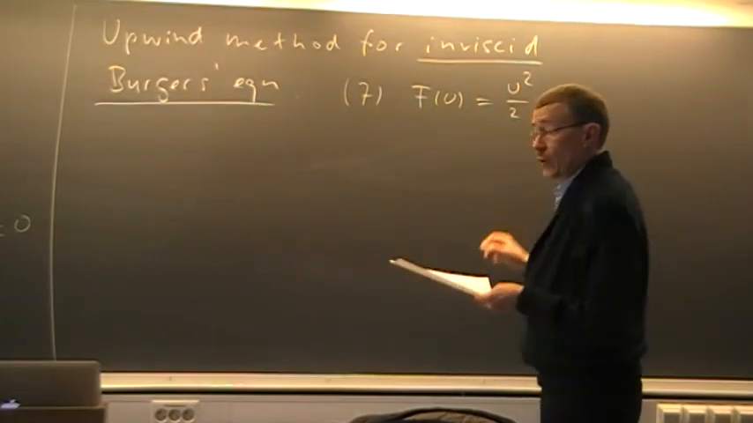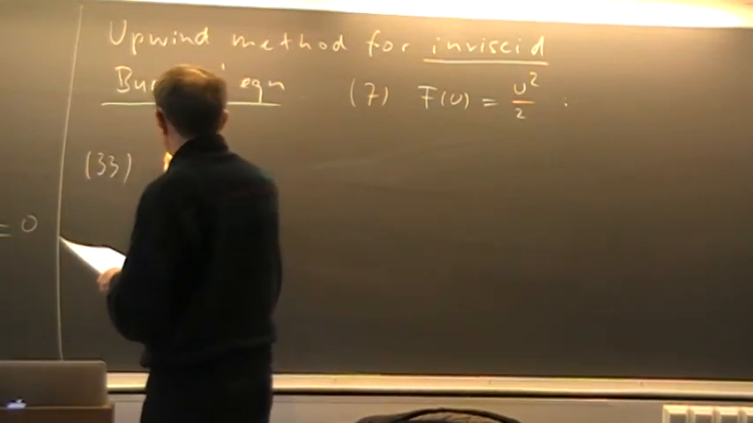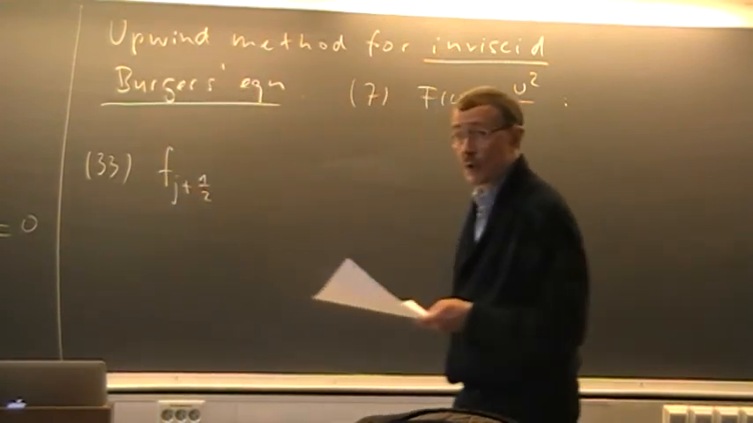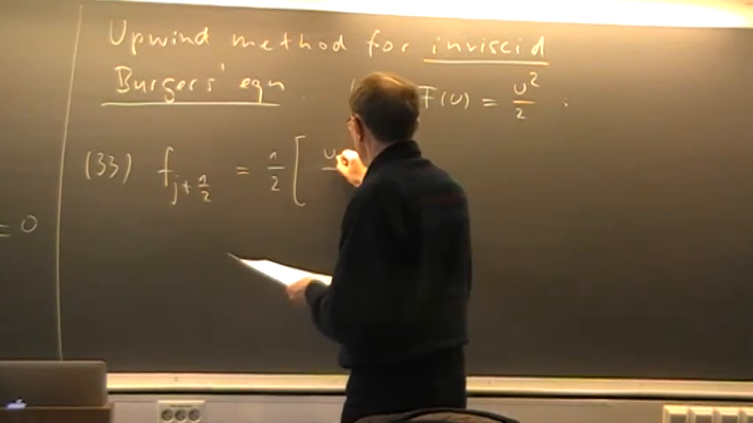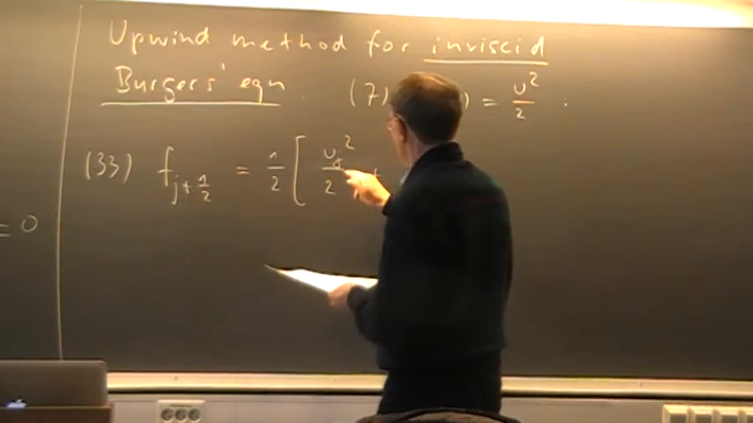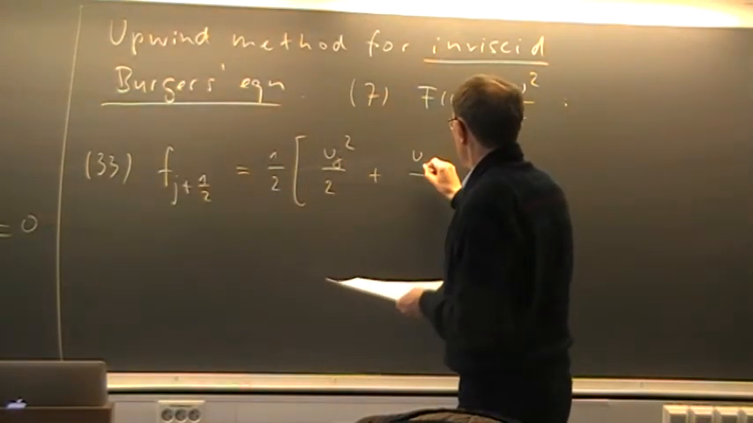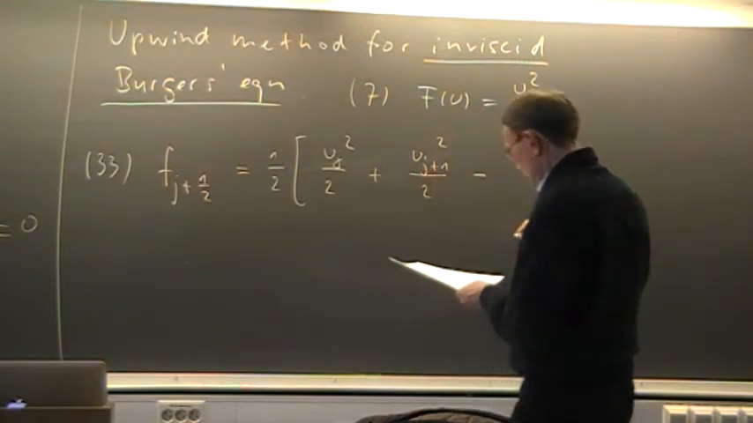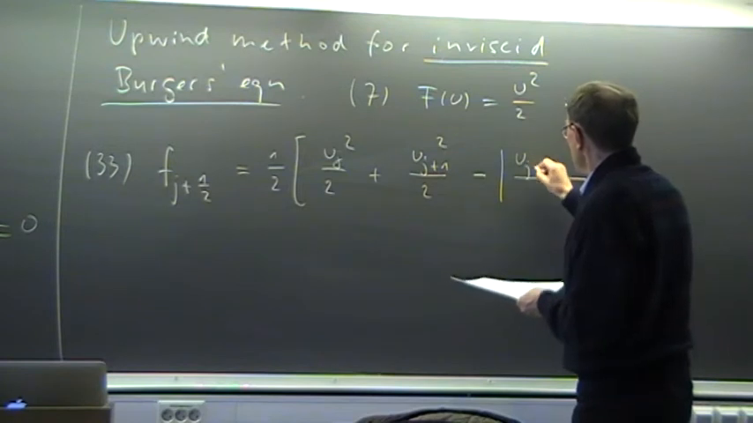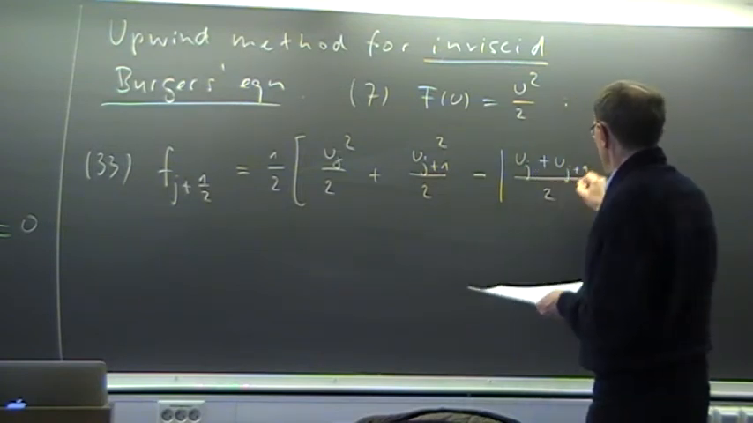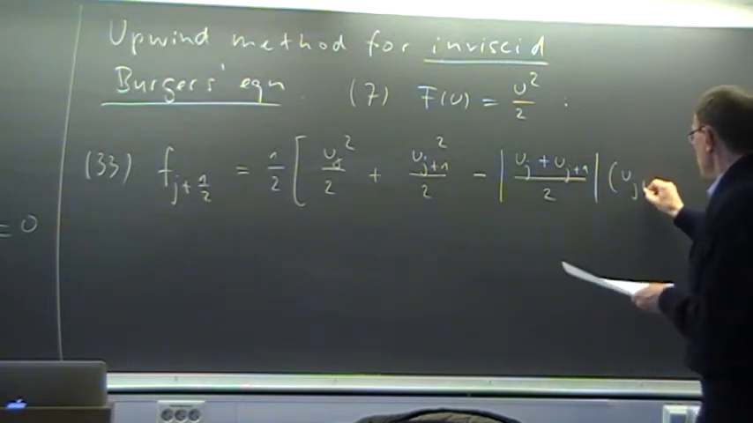So then we have the different forms, and the form that is valid without an if statement is the following. Equation 33, the numerical flux function for the upwind method discretizing the inviscid Burgers equation, is one half of u_j squared over 2, so that we have the flux function f of u evaluated at u_j, plus the same with u_{j+1} squared over 2, minus, and then our characteristic speed turns out to be, in that case, the average of u_j and u_{j+1} over 2. We take that in absolute value. And then we have the difference, u_{j+1} minus u_j.